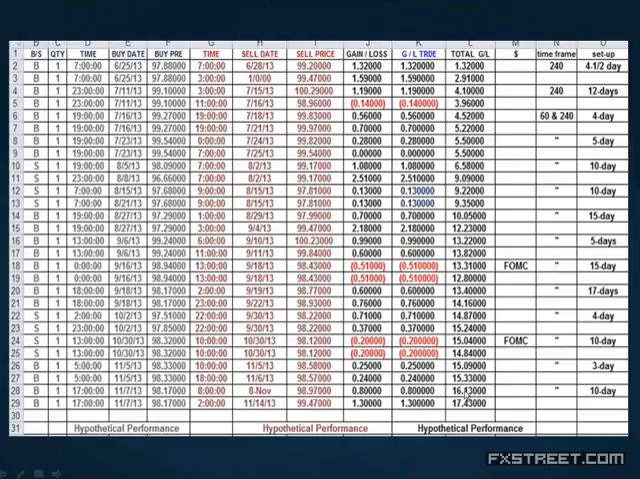Now, keep in mind, it's hypothetical. Again, you're not going to be able to stay awake 24 hours a day to catch every trade and then manage it to the letter of the plan.